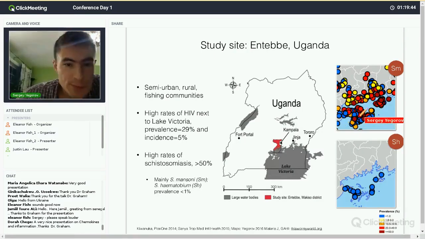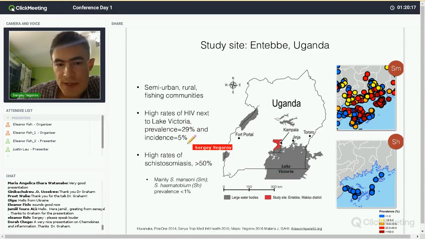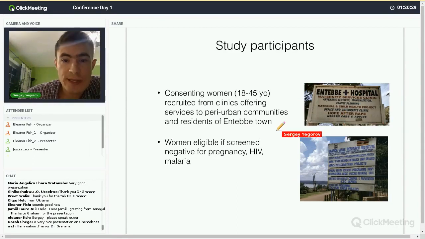The study we conducted was done in the region of Uganda close to the shores of Lake Victoria, in a town called Entebbe. Here you see the location of the study site. This geographic location is primarily home to semi-urban, rural, and fishing communities, with some communities having very high rates of HIV, reaching about 30%, with the incidence of HIV about 5%. This region also has high prevalence of schistosomiasis, about 50% and more, predominantly Schistosoma mansoni infection.